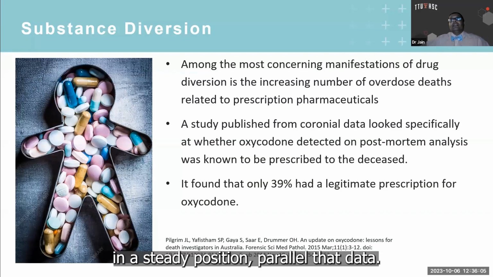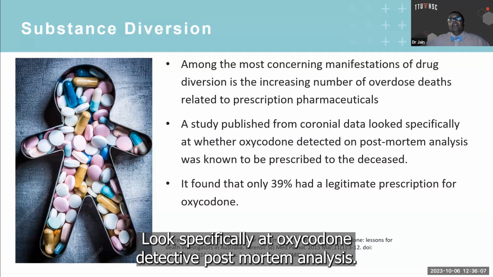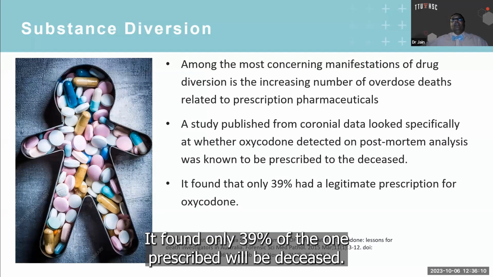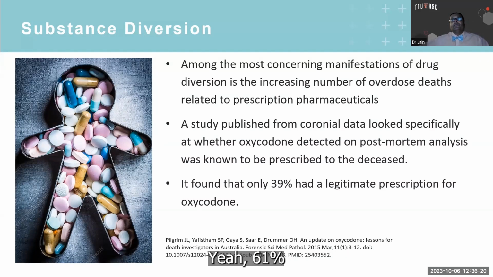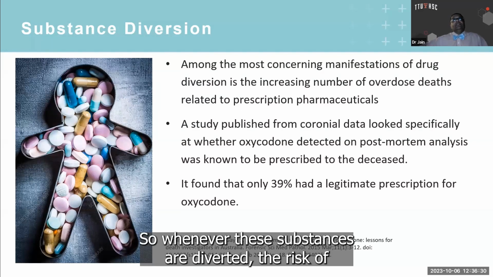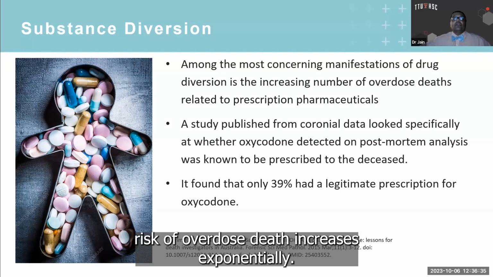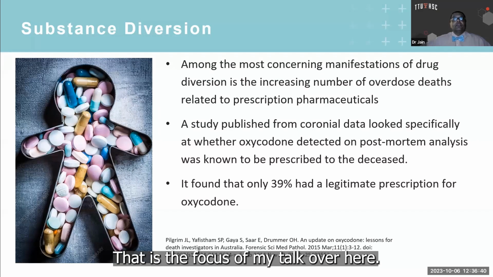A study published from Cornell data looked specifically at oxycodone detected in postmortem analysis. It found only 39% of the ones prescribed were to the deceased. 39%, that means more than 61%... I'm sorry, 61% had an illegitimate prescription of oxycodone. So whenever these substances are diverted, the risk of overdose death increases exponentially. That is the focus of my talk over here, right?